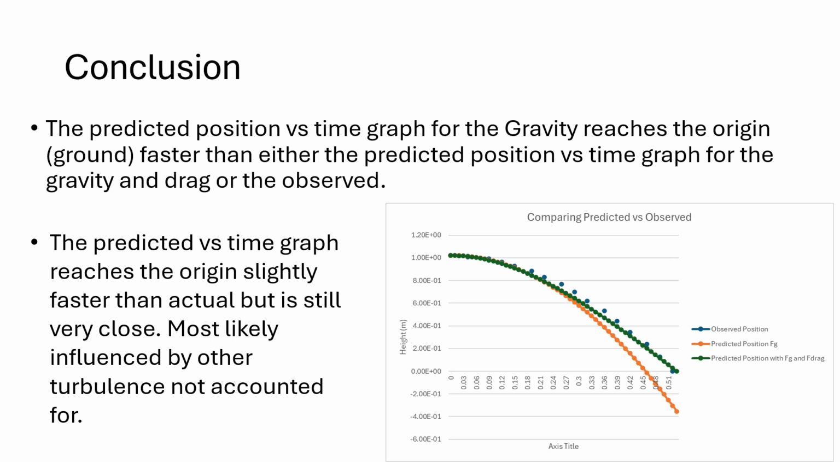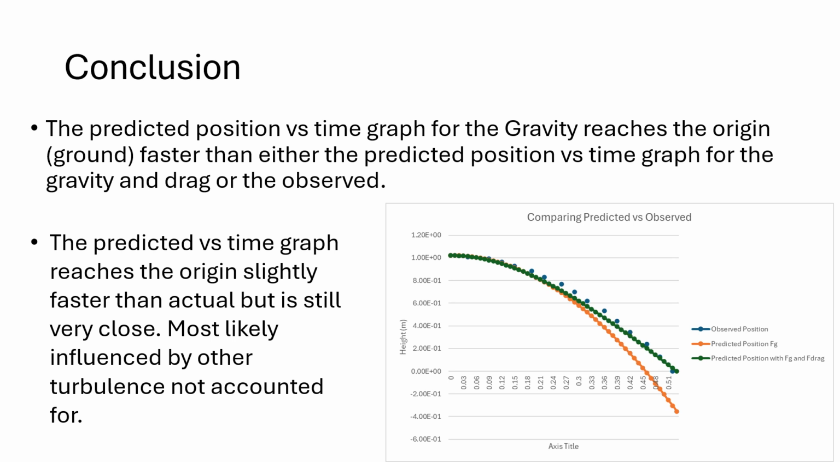The conclusion of this lab is that the predicted position versus time graph for gravity reaches the origin, or ground, faster than either the predicted position versus time graph for gravity and drag or the observed. So basically, as you can see here, the predicted position for FG on the graph reaches the origin a lot faster. It gets into the negatives a lot sooner than either the observed position or the predicted position accounting for force of gravity and force of drag.